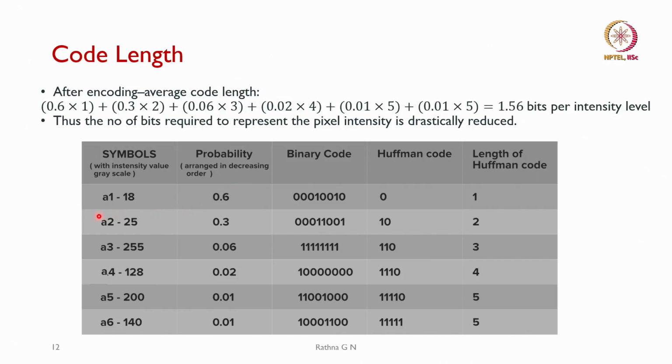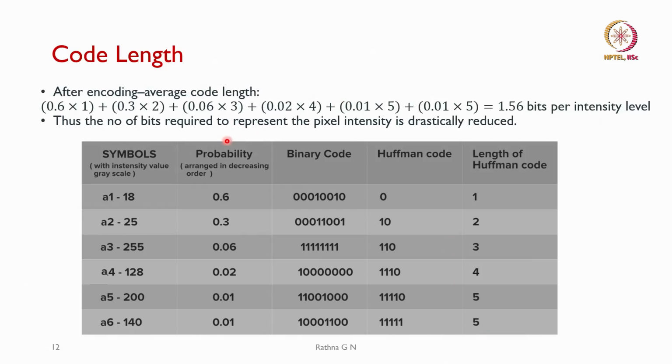So, we say that A1 has 18 symbols, which we will represent as 18, and the probability of its occurrence is 0.6. The binary code to represent 18 is given here. If we represent it with Huffman coding, we represent it as 0, so the length of the Huffman code is 1 bit in this case. In the same way, A2 is equal to 25, as shown here, with an occurrence of 0.3. These are the Huffman code lengths, representing 1, 2, 3, 4 and then 5.